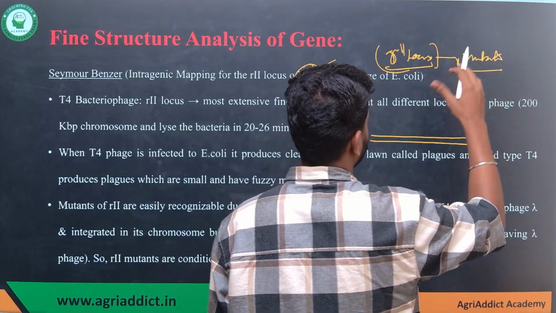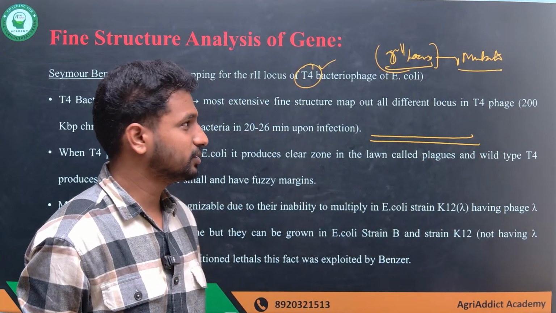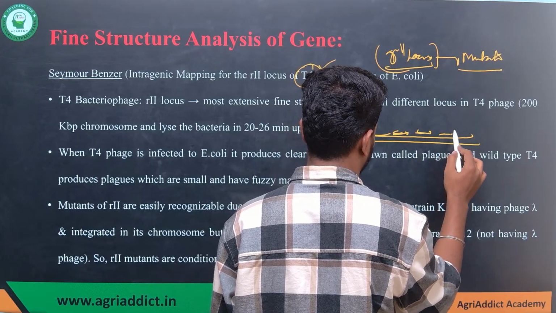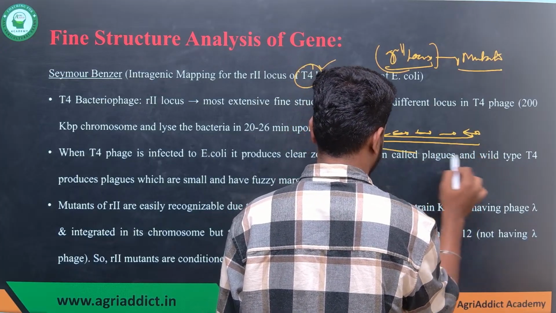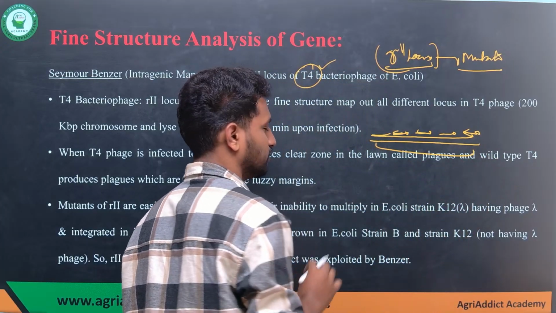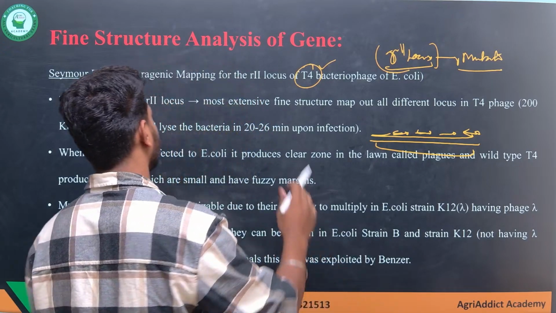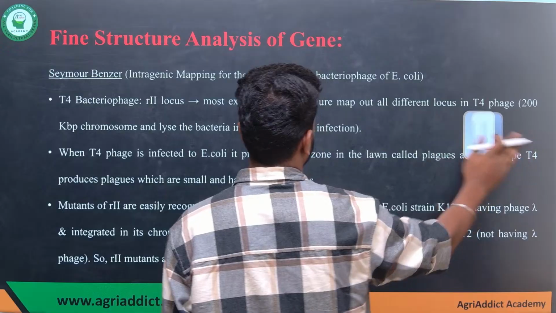There were 3000 mutants that were present in the R2 locus, and he tried to map them. That means he tried to identify the location of the mutants on a gene, sorry, on a chromosome. That's what he has done. That's what fine structure analysis means. So based on this, he has introduced three important terms.